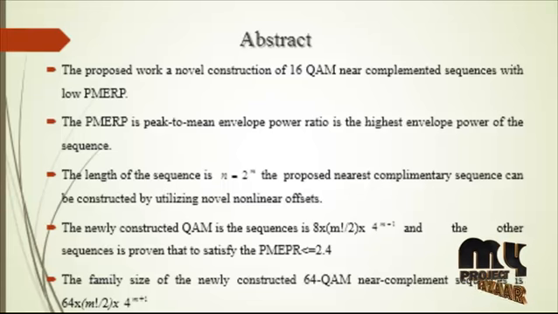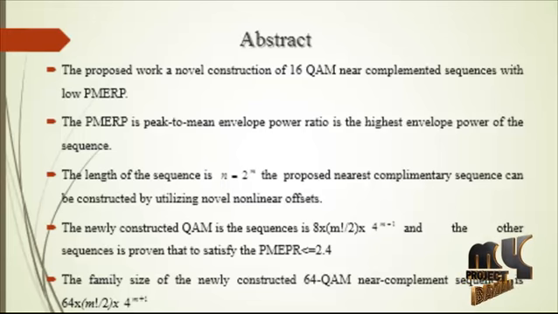The family size of the newly constructed 16 QAM near complementary sequences is 8 into m factorial divided by 2 into 4 power m plus 1, and the PMEPR of these sequences is proven to satisfy PMEPR less than or equal to 2.4. The proposed construction can generate a number of 16 QAM near complementary sequences with low PMEPR, resulting in improvement of the code rate in the OFDM systems.